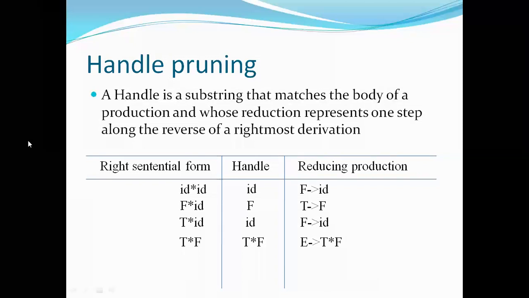So what is handle pruning? A handle is a substring. So handle pruning means we are reducing productions. How to handle that reducing production pruning, we take these three columns: right sentential form, handle, and reducing production. These are the three columns we have to take, and we are getting the given input string to the starting symbol by using handle and handle pruning. So we are getting the correct parse tree by using handle pruning.